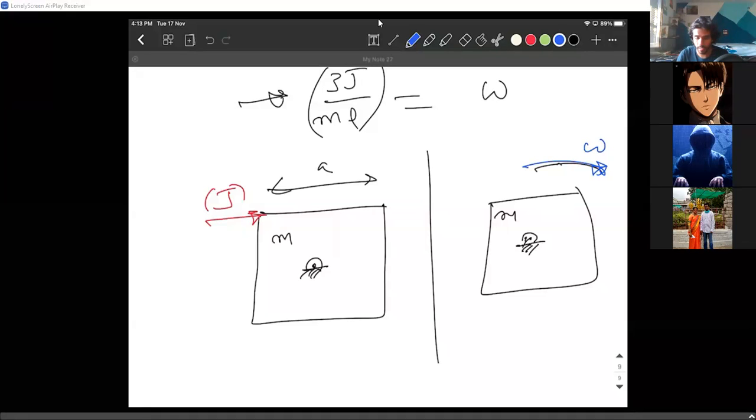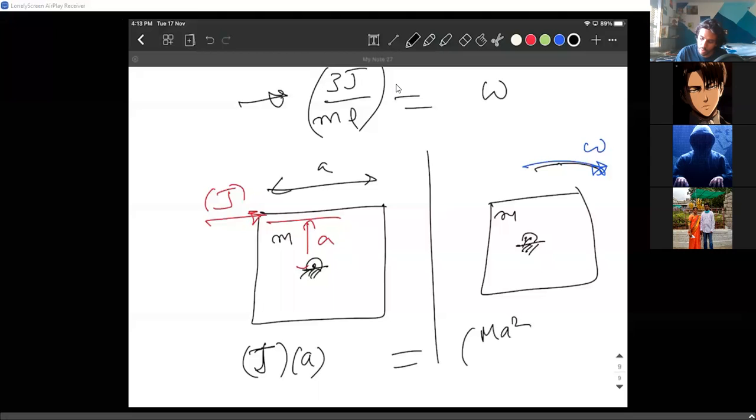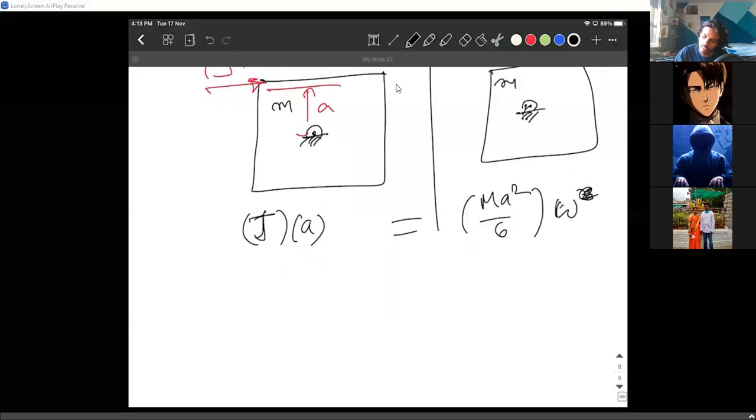It's quite easy, right? Because you have a perpendicular distance A, the angular impulse that you gave is J into A, which equals I into omega. I is MA square by 6 into omega. A cancels out. Omega equals 6J by MA. Okay, 6J by MA is the answer.